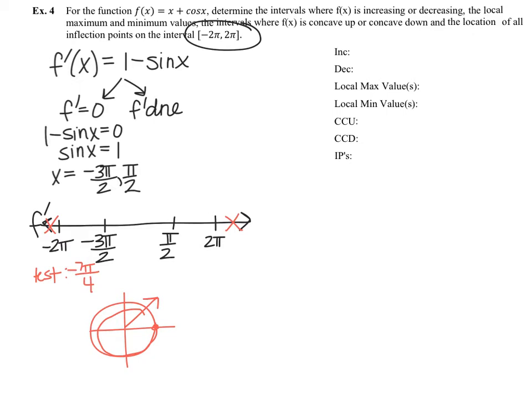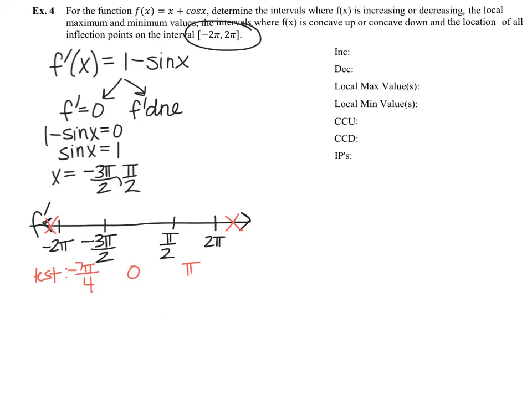And then I need a value between negative 3 pi halves and positive pi halves, so 0 would be good, a nice easy value. And then something between positive pi halves and 2 pi, and there's a number of possibilities here. I'll just use pi.